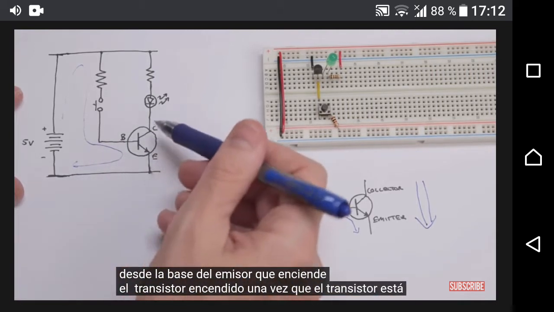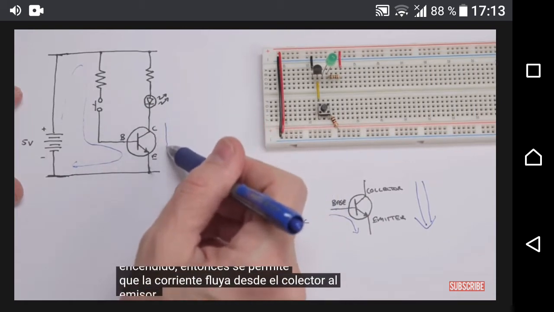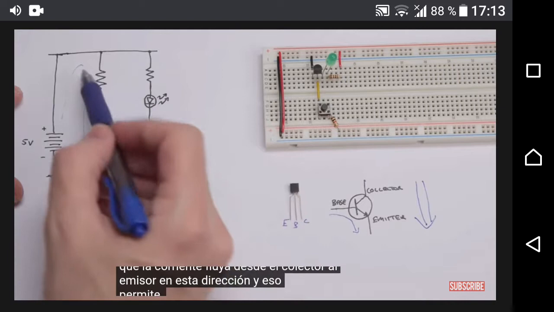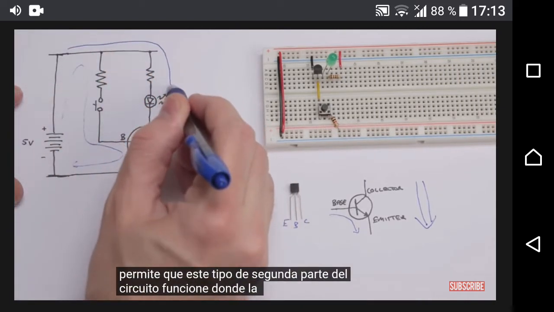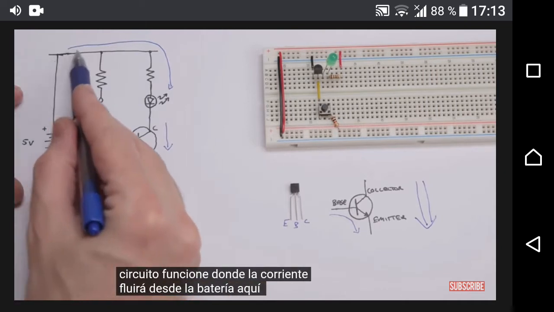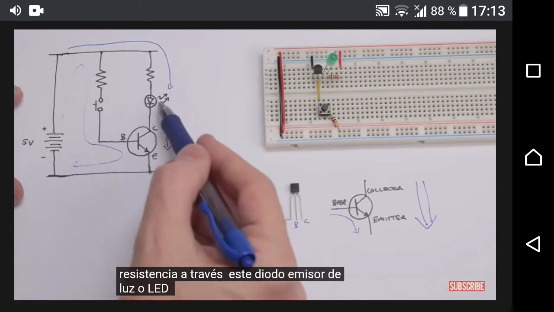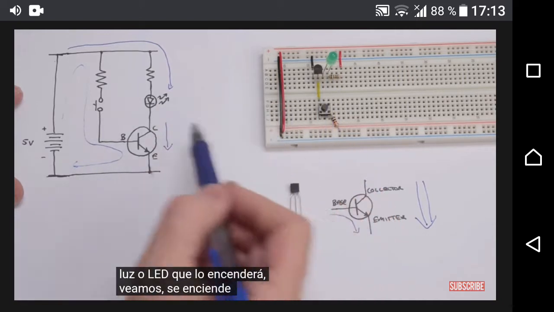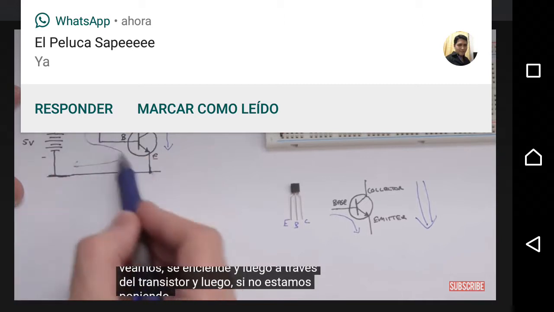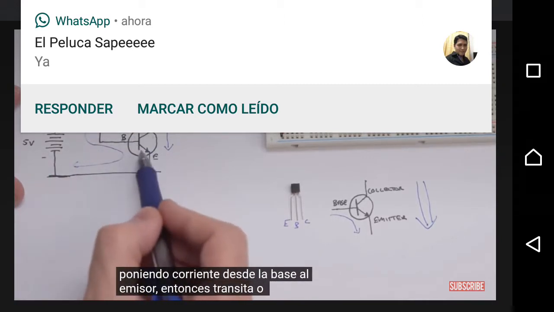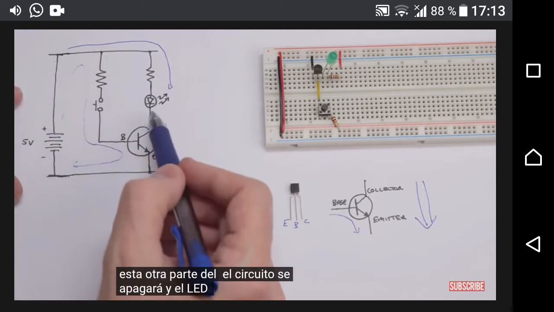Once the transistor is turned on, current is then allowed to flow from the collector to the emitter in this direction, and that allows this second part of the circuit to work, where current will flow from the battery through this resistor, through this light-emitting diode, or LED, which will turn that on, and we'll see this light up, and then through the transistor. And if we aren't putting current from the base to the emitter, then the transistor shuts off, and so this other part of the circuit will shut off, and the LED will shut off.